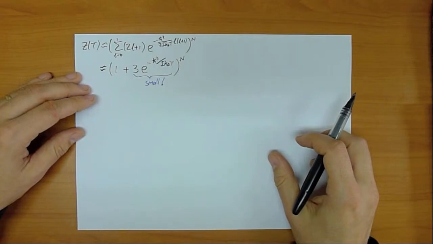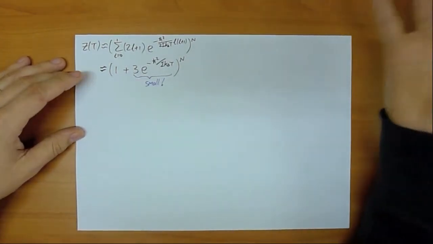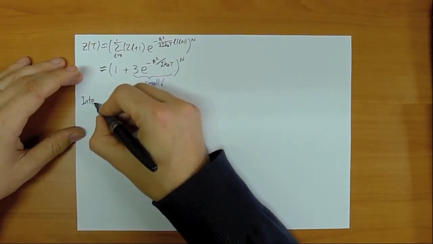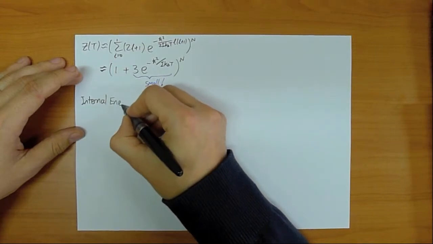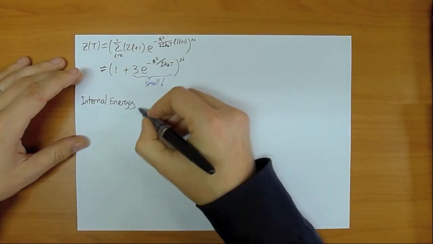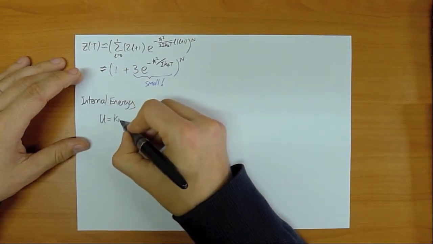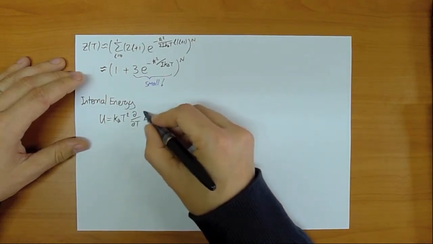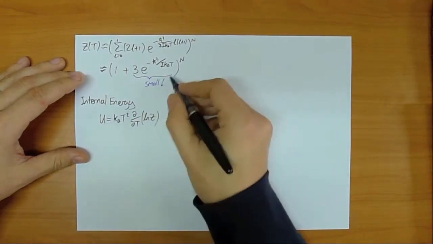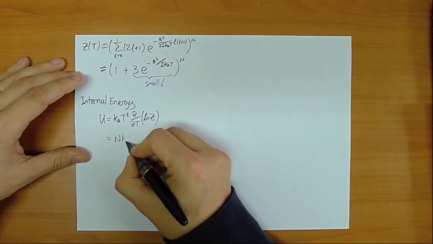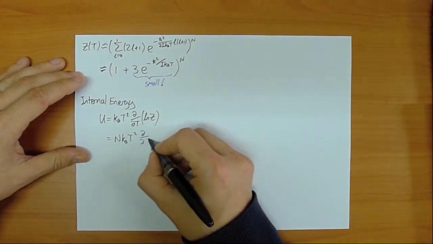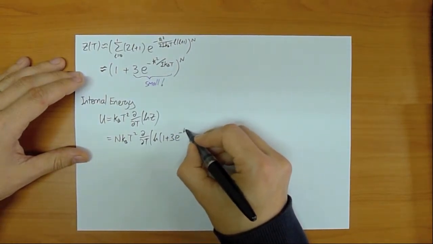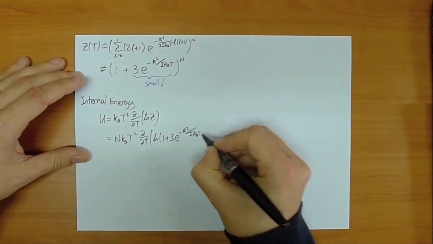Okay, so now just as in the high temperature case, we can calculate the internal energy and then calculate the heat capacity. So internal energy U is kB T squared d by dT of the log of Z. Again the factor of N comes down, so this is N kB T squared d by dT of the log of 1 plus 3 e to the minus ħ squared over I kB T.